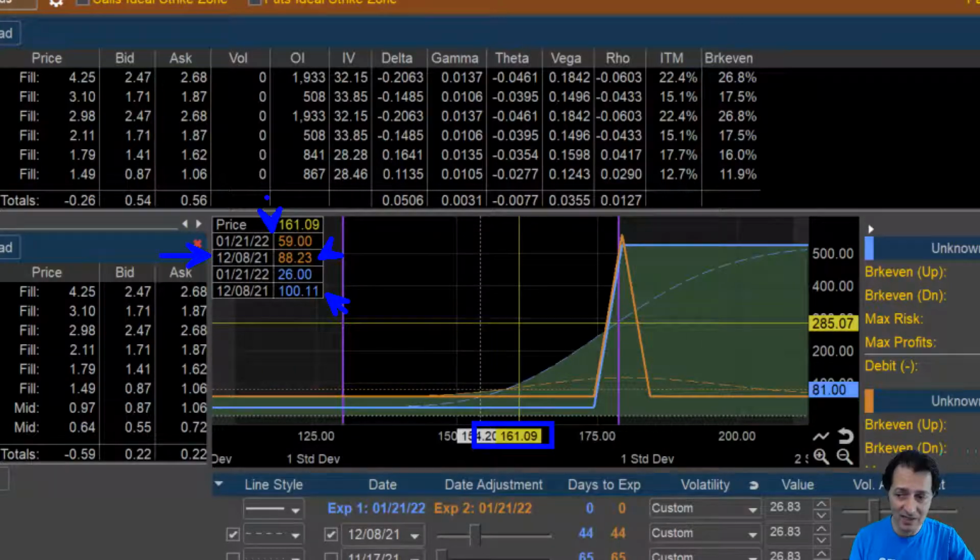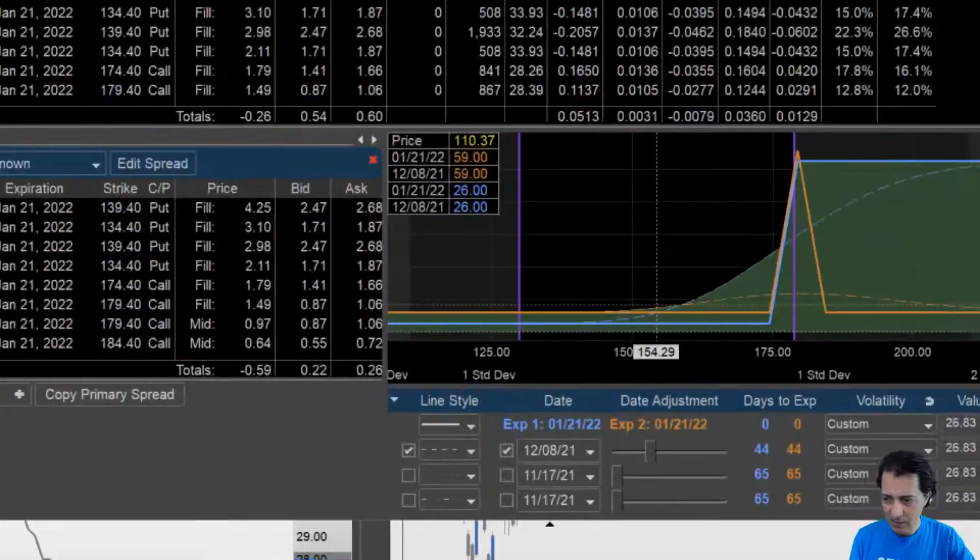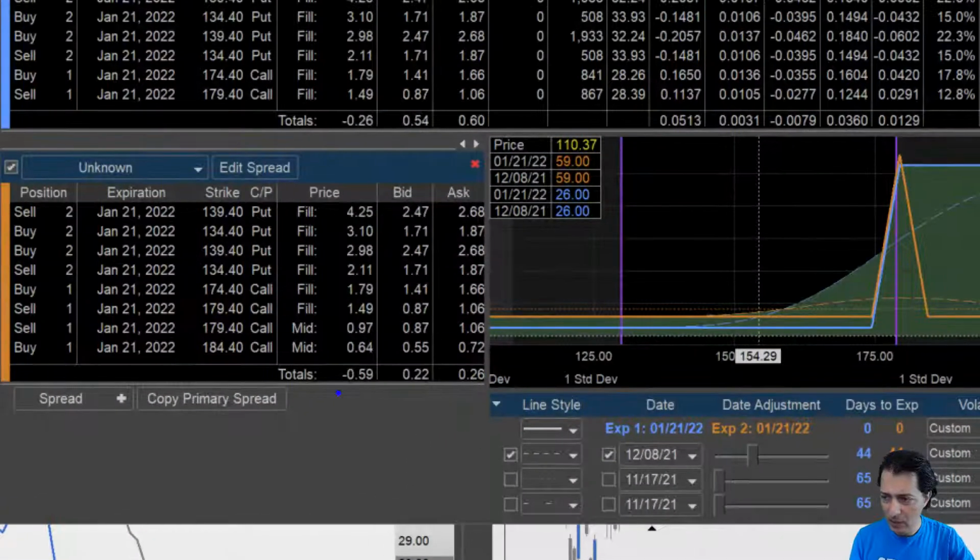Now the one thing I'm not too happy about is the fact that COF is not the most liquid stock in the world. If you look at the bid and the ask, the bid is 87, the ask is 106. The bid is 55, the ask is 72. So in other words, let's say you reach that target at 161 tomorrow and you want to get out. You may need to suffer slippage now in 4 units instead of 2.